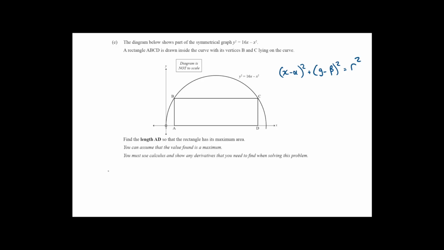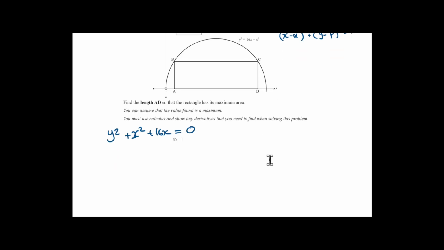So first thing we're going to do is bring over that x squared and the 16x and have it equal to 0. Why did I do that? Well, we can put it in this form. It doesn't go up or down, so the center point here is going to be on the x-axis. So it's going to be y minus 0 squared, essentially.